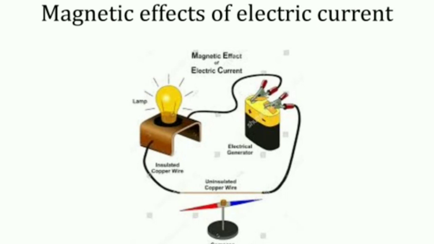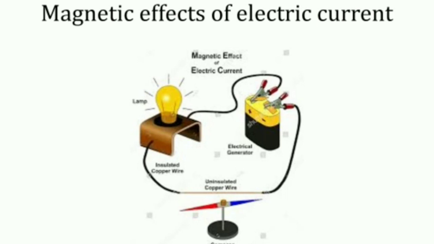Keep looking at the needle and close the plug key. The bulb will light up and you will realize that the current has started flowing. Does the magnetic needle change its position? Now open the plug key. Does the magnetic needle come back to the original position? What will you conclude from this experiment?